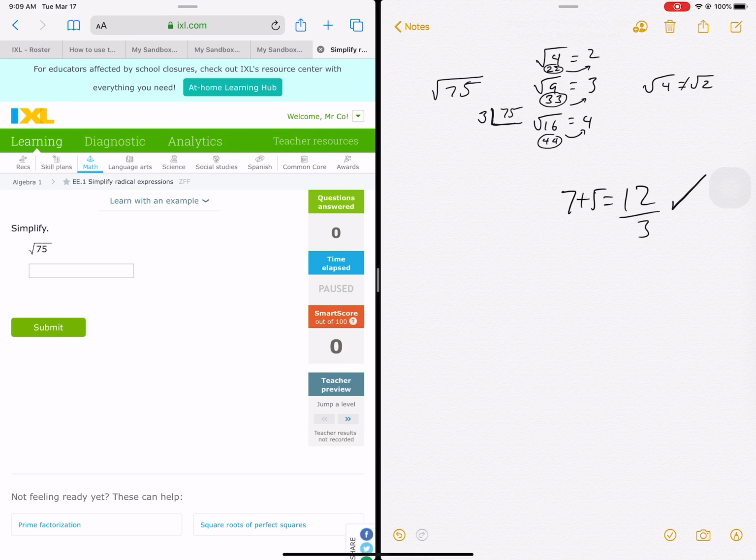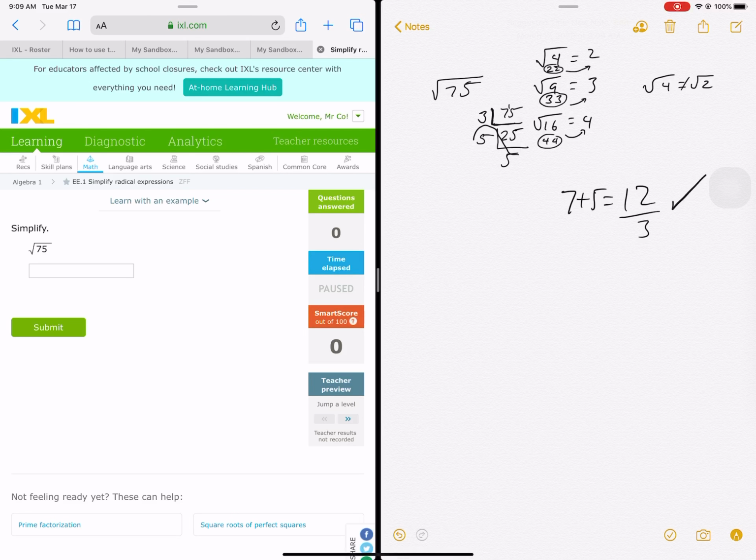3 goes into 7 2 times, remainder 1, right? Because that's really 6. We have 1 left over. And then 3 goes into 15 5 times. Now you might say, Mr. Cole, I know what square root of 25 is. Yeah, and you're right. We can just go ahead and say the square root of 25 is 5. But let's go with the process. 5, 5. Now do you see any pairs? A 2, 5, and 5.